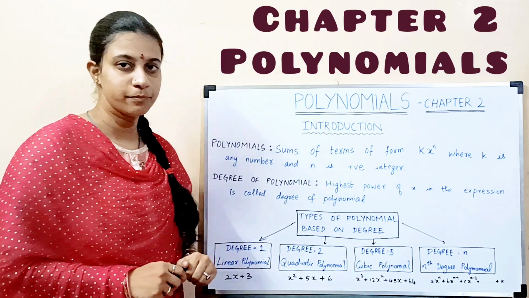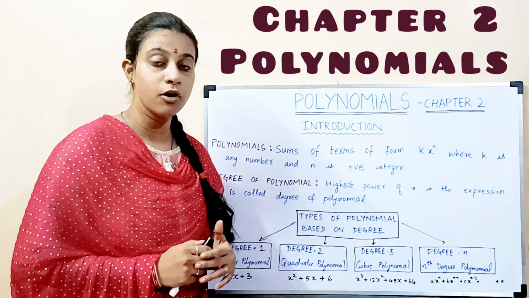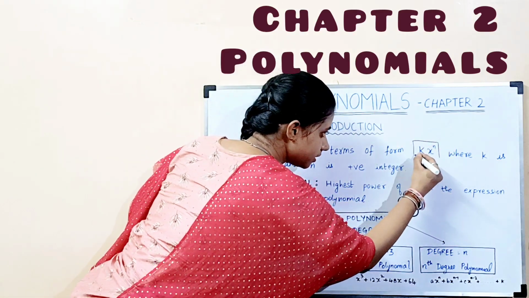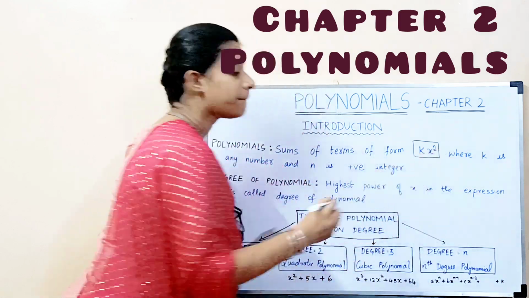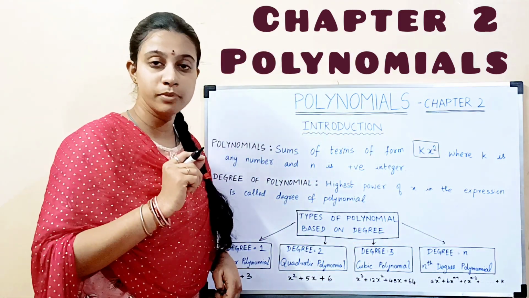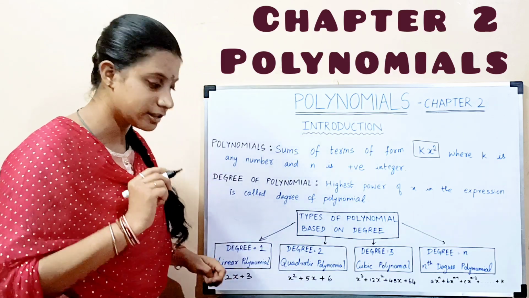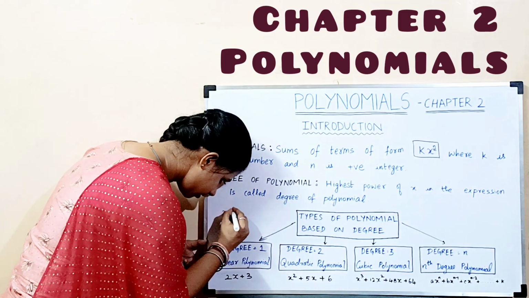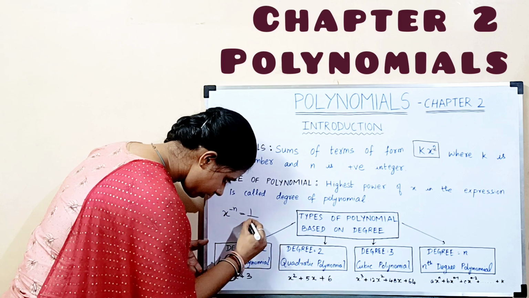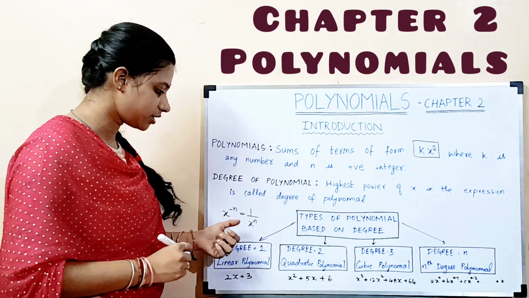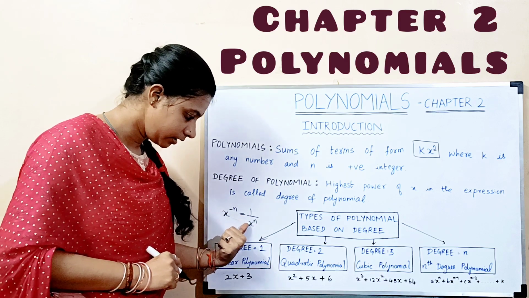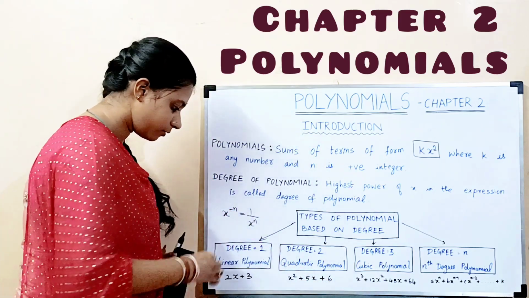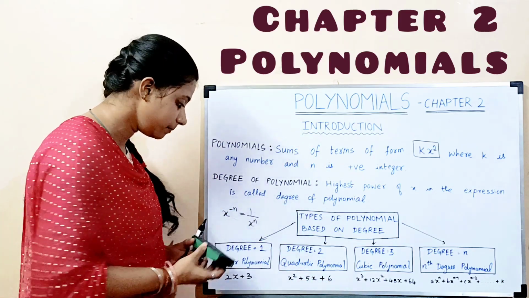What are polynomials? We can call a polynomial an expression, or the sum of terms of the form kx power n, where k is any number and n should be a positive integer. N should never be a negative integer, because if any variable gets a negative power, then the positive exponent of the corresponding variable turns out to be in the denominator. So the power of the variable of the expression should never be negative.